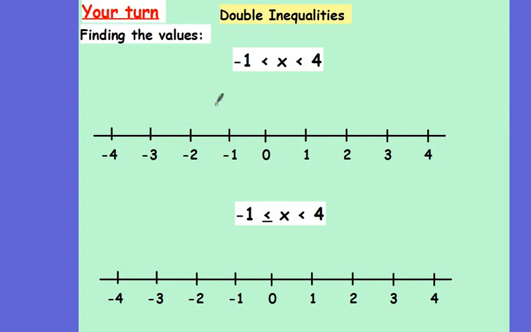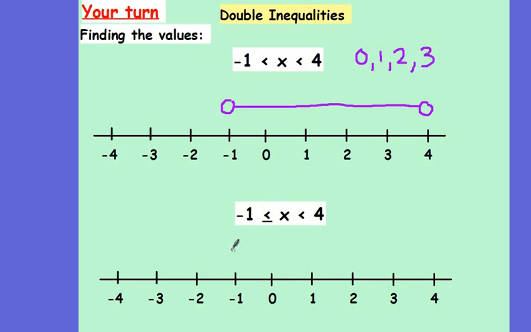Right, let's go through it. We know we need an empty circle on the -1 and an empty circle on the 4 because we haven't got any equal to's. If we join those up, we know it can't be -1 and it can't be 4, but it could be any of these values in between. So x could be 0, it could be 1, it could be 2, and it could be 3.